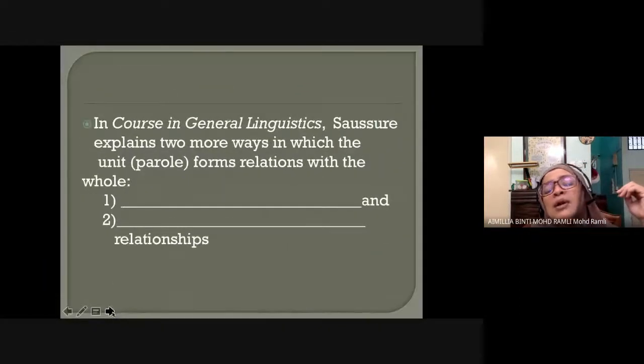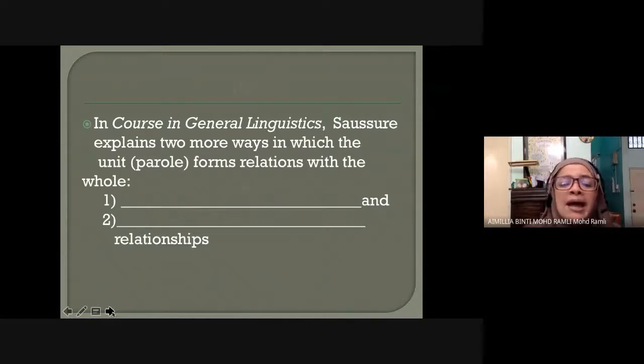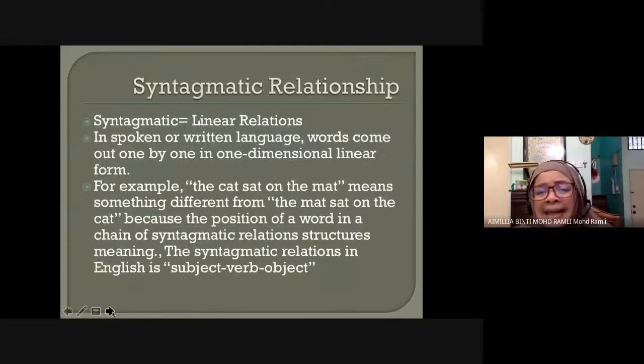In Course in General Linguistics, Saussure explains two more ways in which the unit, or the parole, the word, forms relations with the whole, or language. One is syntagmatic relationship. In syntagmatic relationship, linear relations are very important. Linear means one by one. The words come, or are written or spoken, one by one.